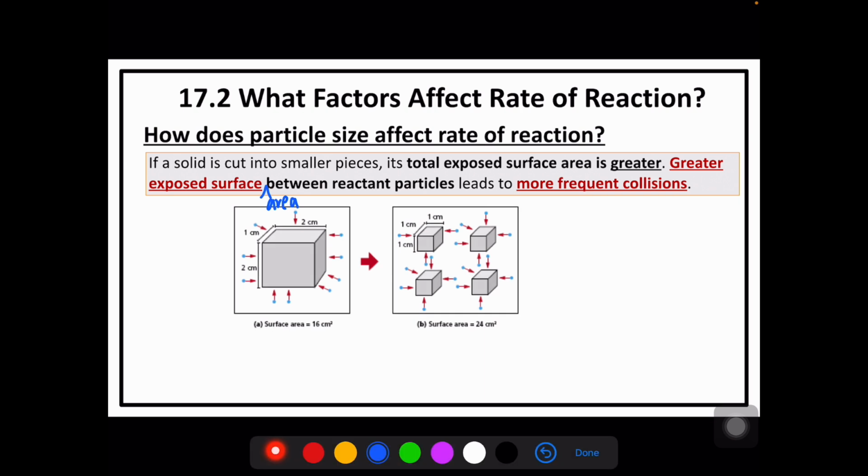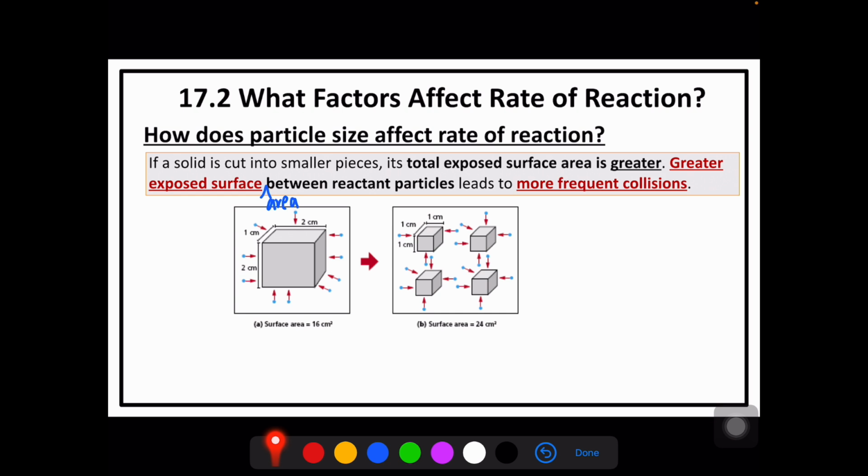If you take a look at this diagram here, you can see that you have a big chunk of block. You slice it into smaller ones, and you end up with 4 smaller blocks of the solids. Imagine the red arrows are the different reactants. They are trying to collide with the big blocks. But once you have sliced it into smaller ones, there's more chance for the red arrows to collide, because there's more chance for the particles to collide now that the surface area increases.